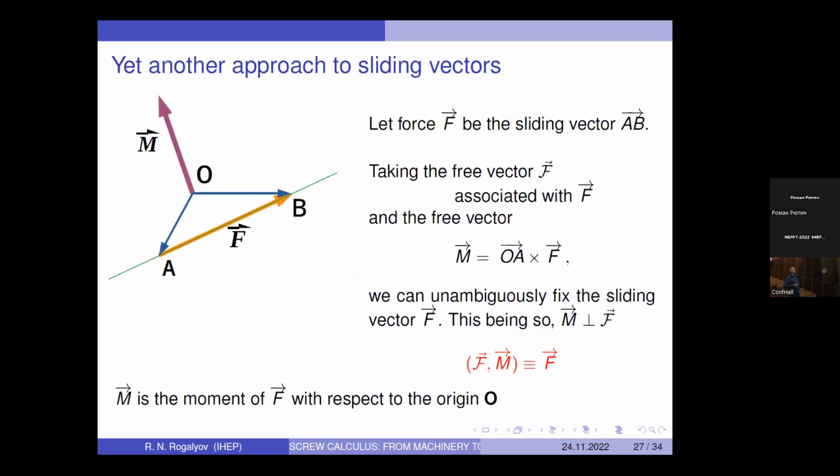Yet another approach to sliding vector is as follows. We can characterize sliding vector F by its direction and its moment with respect to the origin. And we can consider a free vector associated with the respective sliding vector, and the couple of free vectors also characterizes the force as a sliding vector. And these vectors should be orthogonal to each other.